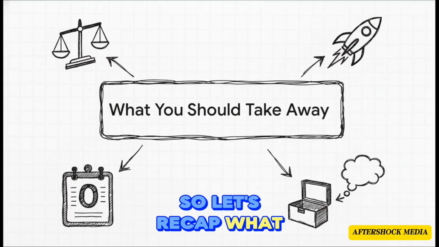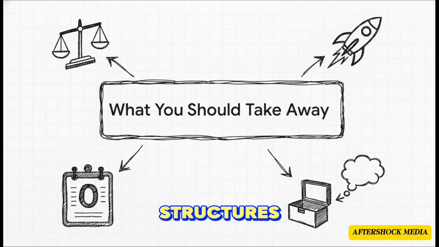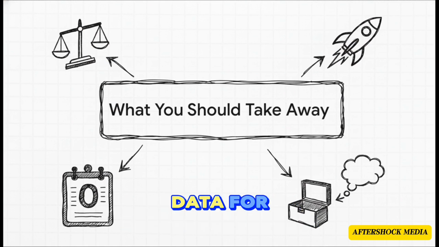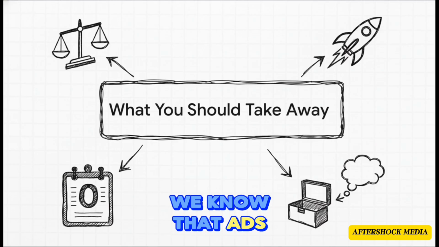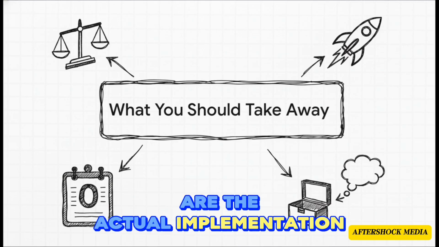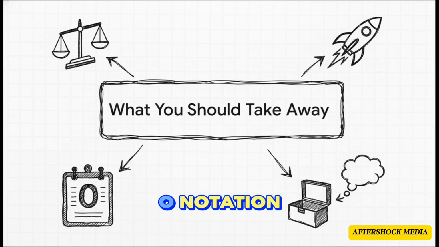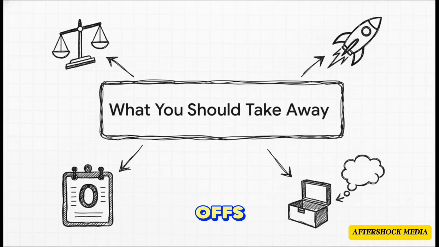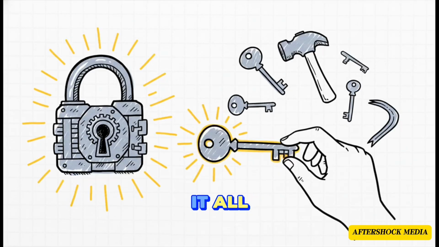So let's recap what we've covered. We've seen that data structures are all about organizing data for efficiency. We know that ADTs are the idea, and the data structures are the actual implementation. We learned that Big O notation is our performance scorecard, and that every single structure has its own unique set of trade-offs. And this is why it all matters.